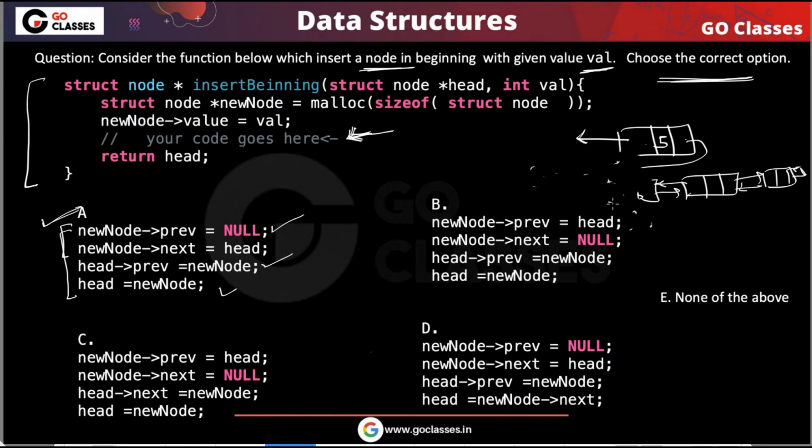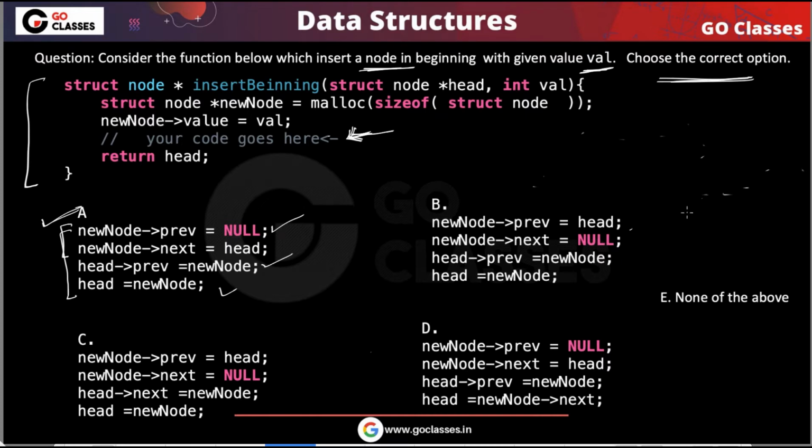Okay, let's check the option B. So option B is saying new node previous equal to head. Okay, let me draw the linked list again, maybe at this time bit more clearly. This is the linked list that I have.